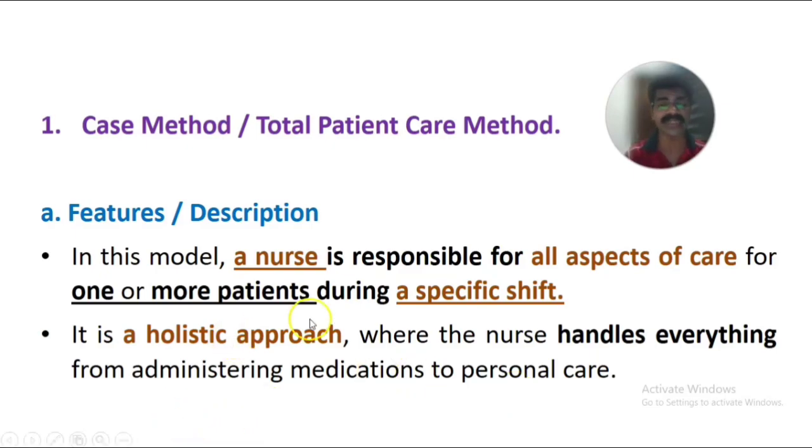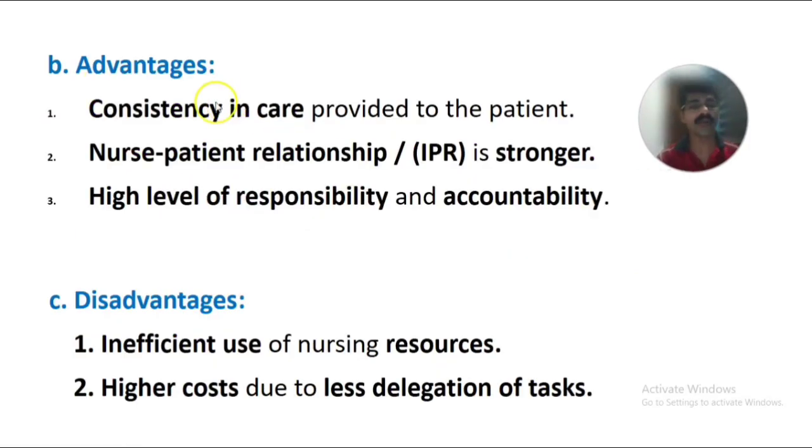So a single nurse provides all the complete total care of the patient, either one patient or more patients, depending upon the situation, and only during the time of her shift will she give care. So this particular patient care assignment is called the case method or total patient care method. Now let us see the advantages and disadvantages of the case method or total patient care method.